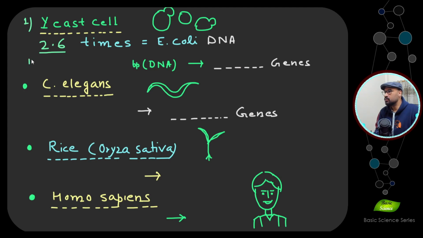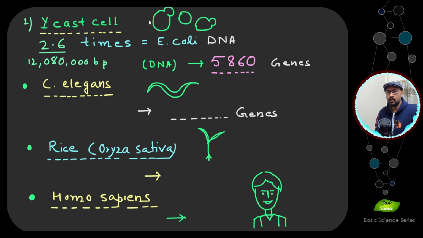Okay, it's 2.6 times. And which should be approximately how much? It should be 12,080,000 base pair. So that is the DNA there in the yeast cell. So yeast cell DNA is 2.6 times larger than the E. coli DNA. How many genes are there? So in this case you have 5,860. So that's the number of genes in case of yeast cell.